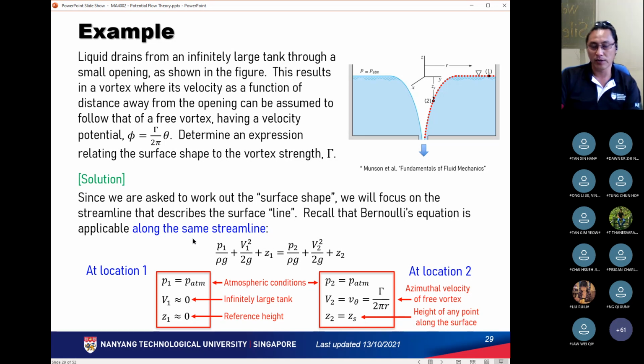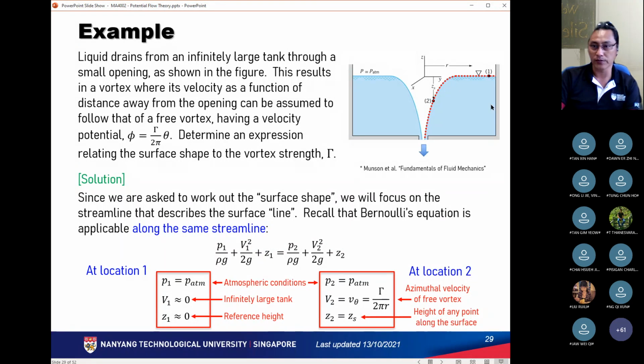Okay, why don't I just recap a little bit? We are basically trying to apply Bernoulli's equation between points 1 and 2 along this surface. Let's say we assume that this surface can be represented by a streamline that's connecting these points 1 and 2. Now, because of this unique situation, we can make some assumptions to simplify Bernoulli's equation.